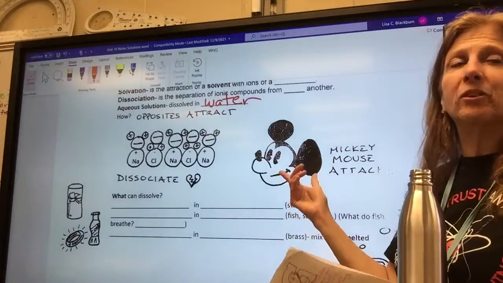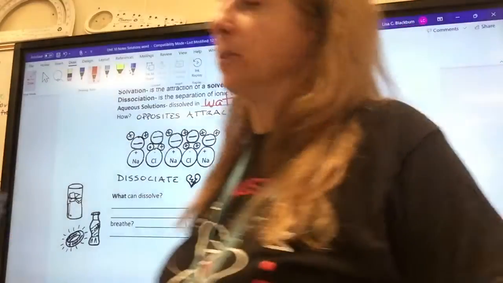But I have such a good picture of Mickey. We got to go with Mickey because that one's really good. I didn't draw it. My son Josh drew it.